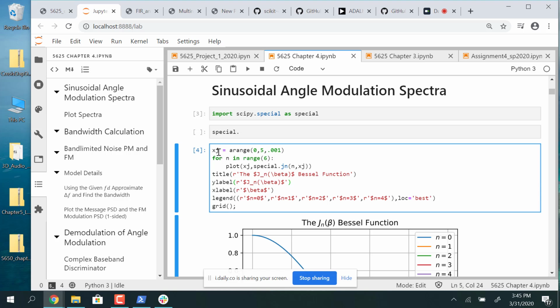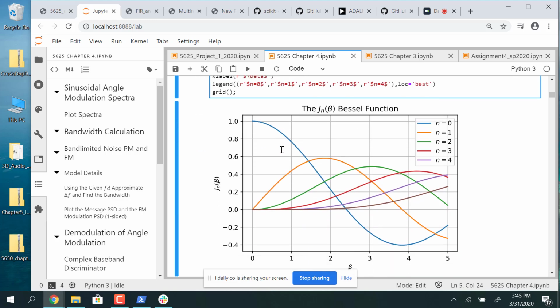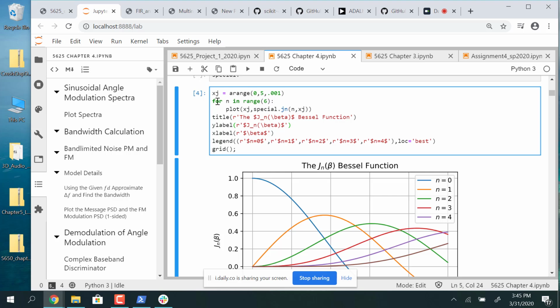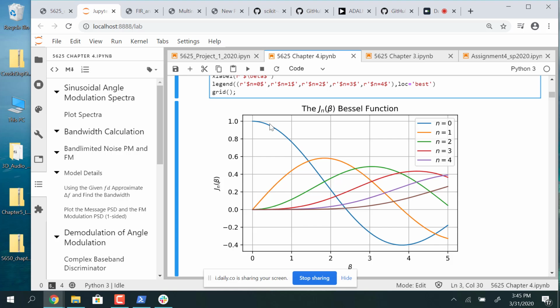So what I did here was I just set up a loop that loops from 1 to 5, and then I set up a range of values for what was beta, here I call it xj, to sweep from 0 to 5 in steps of 0.001. And then I just put plot on the inside of the loop, so every time it loops around, it plots another Bessel function. And then I put a title and labels on it and a legend label. So that just replicates all the Bessel functions we just saw from the picture that's in the book.